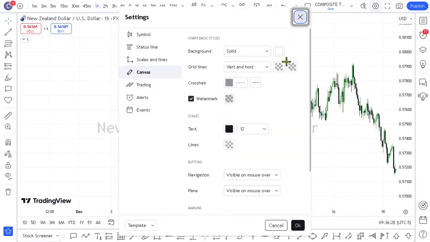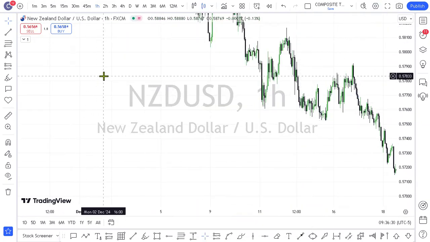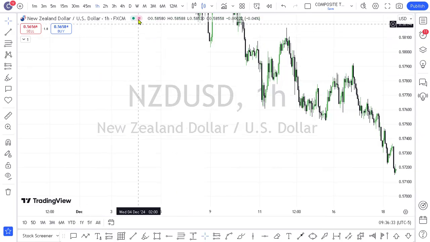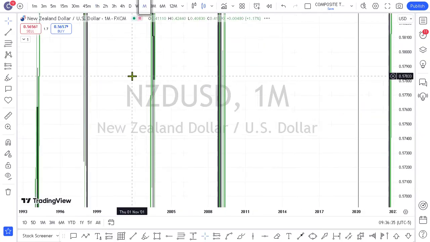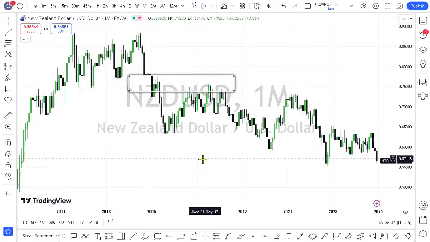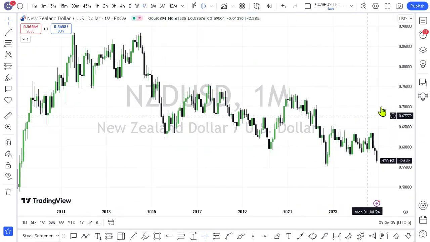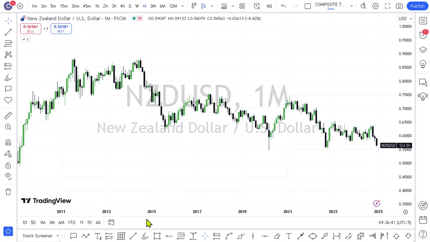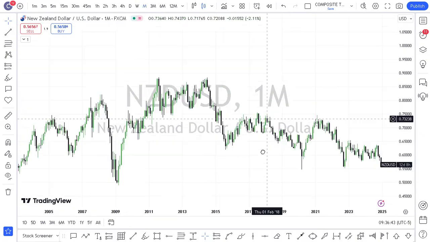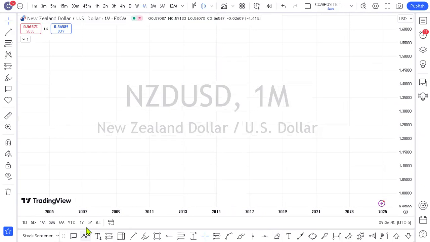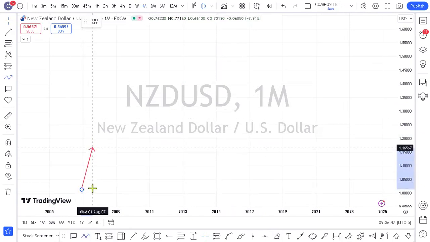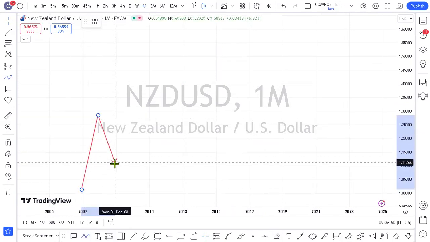Now, look at this pair. We're going to do a top-down analysis from a monthly time frame. So we're going to cover both minor and major inducements.